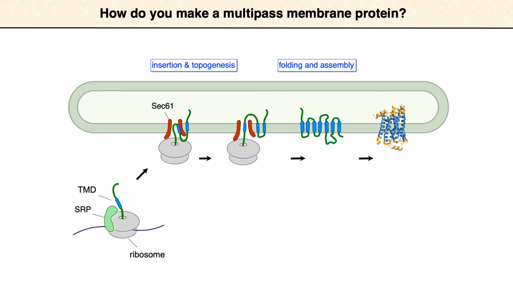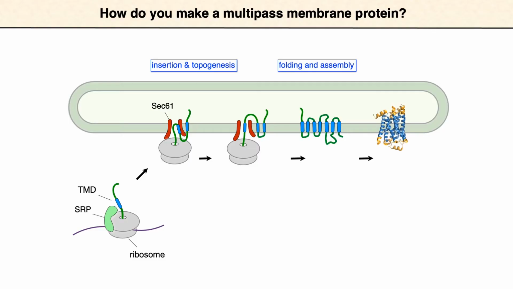Now, we know that the following TMDs are then inserted afterwards in a sequential manner until you finally get insertion of the full transmembrane protein. However, there are two really big remaining questions. The first is, when a transmembrane domain reaches the Sec61 channel, how is the multipass membrane protein orientation determined? In other words, how is its topogenesis actually determined by the insertion machinery? And the second question is, once you've now inserted all these transmembrane domains in a sort of linear fashion, how is it then folded into a three-dimensional structure?